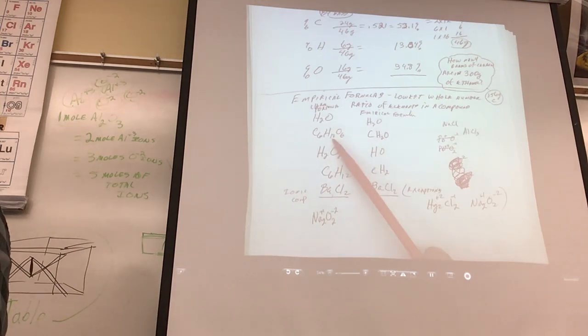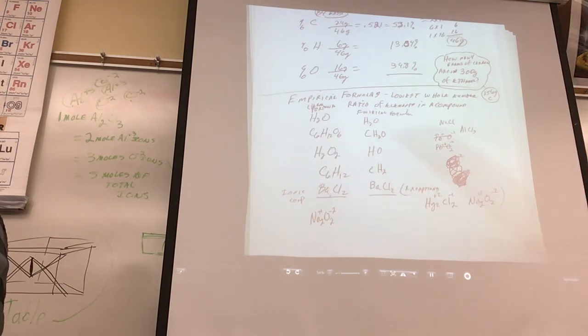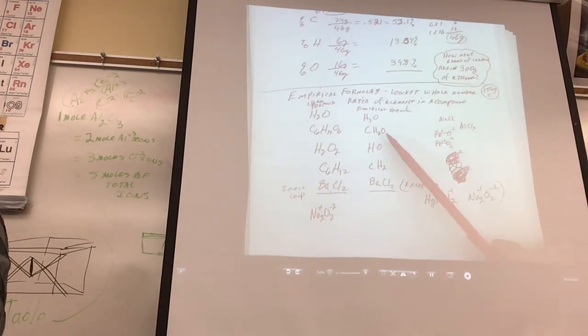But look at glucose. The real chemical glucose has what empirical formula? You divide all these by 6, and you get there. So the lowest whole number ratio in glucose is for every 1 carbon, you get 2 hydrogens and 1 oxygen. Ready?